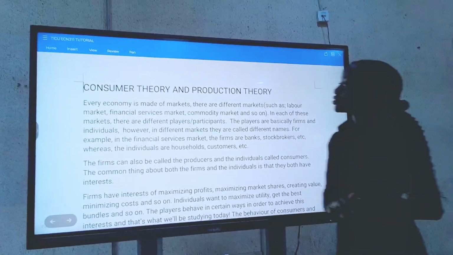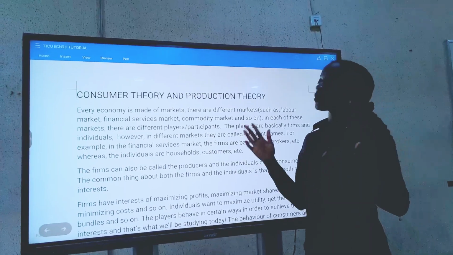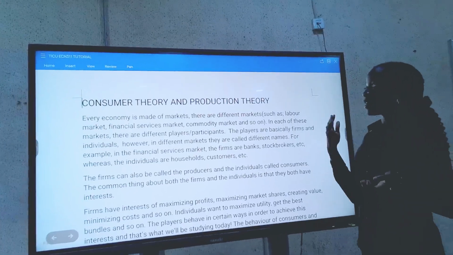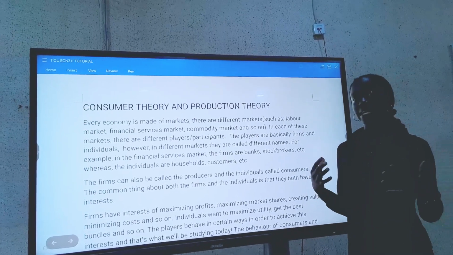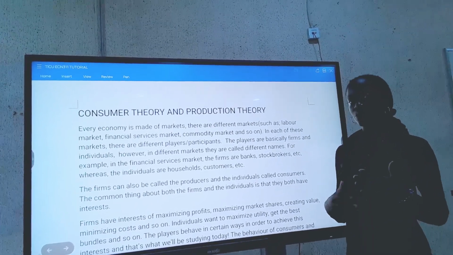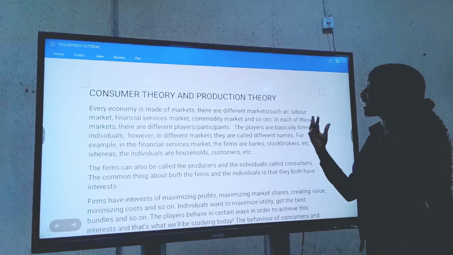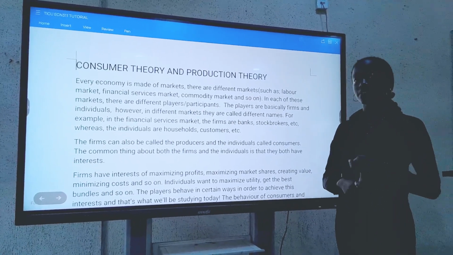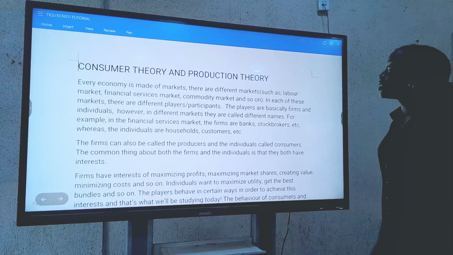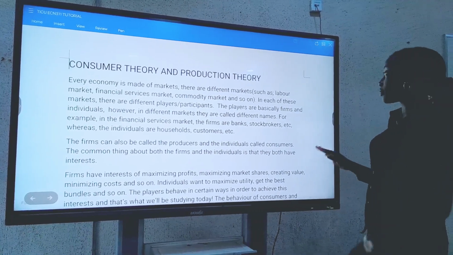So firstly, before we go into the main topics, we need to know that every economy is made of markets. And so when we talk economy, we talk markets. So when you hear of an economy, we're talking of markets. And there are different types of markets. We have the labor market, we have financial services markets, and we have the commodity markets. We have other types of markets.